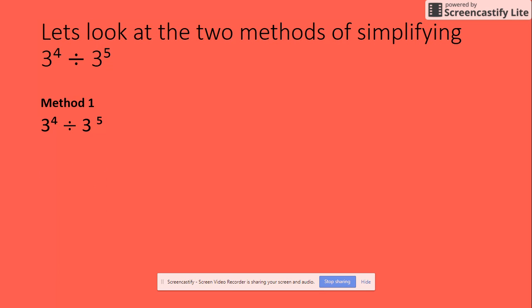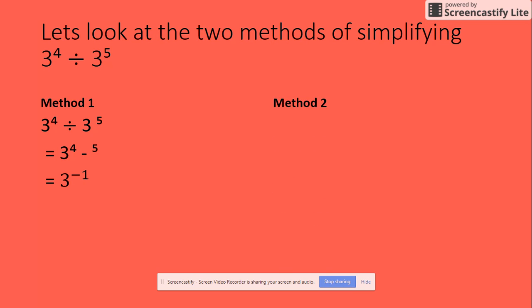Method 1. What we could do is, we know we've got to subtract these. So 4 take away 5 is going to give us negative 1. Okay, so that's our answer for that way. We would have 3 with a negative 1 integer there.